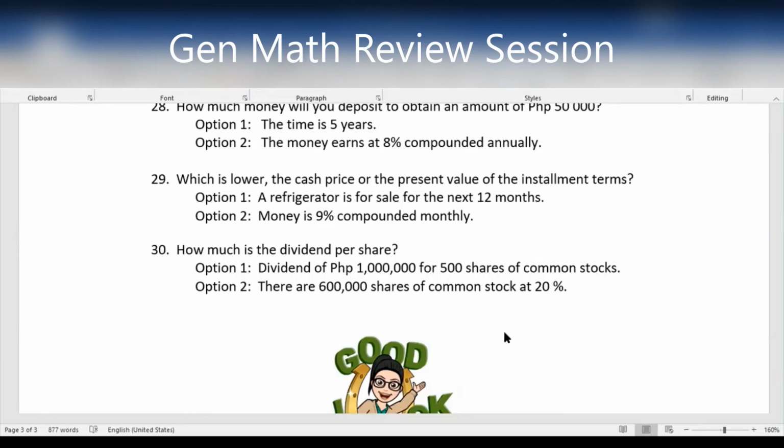So again, you're not going to compute. All you have to do is to analyze. And also, of course, be guided by the formula. What are needed for you to solve this? Are the given enough? Complete ba siya? We have 4 options, ha? We have 4 choices. Option 1 only, option 2, both, or neither.